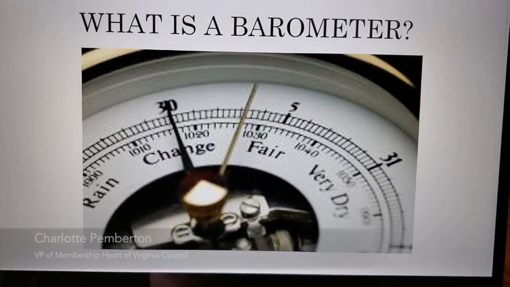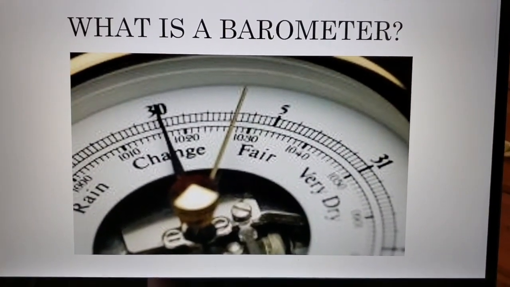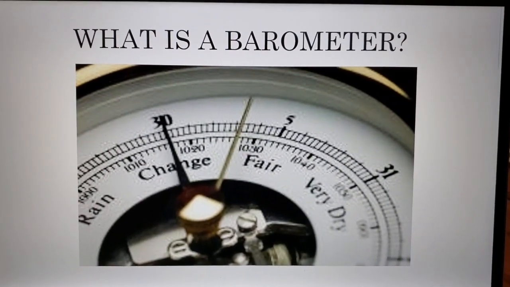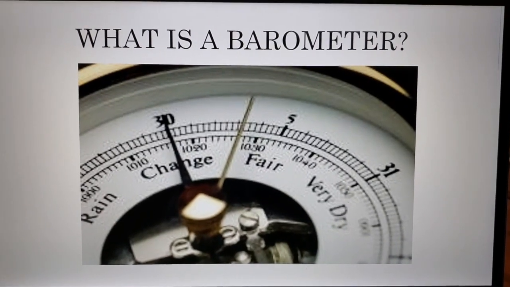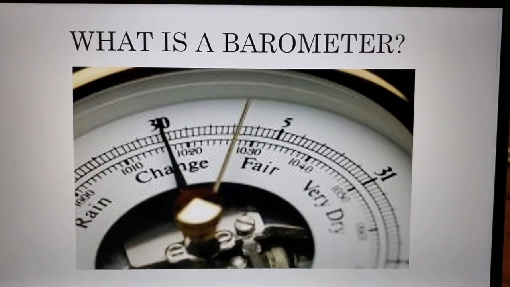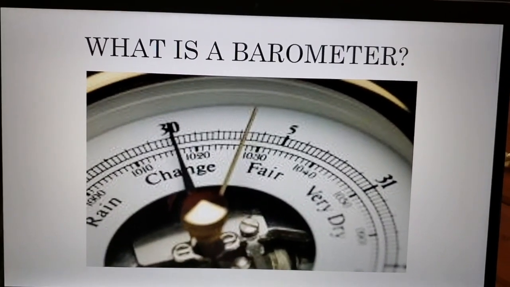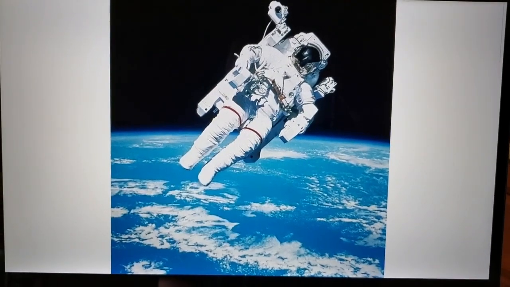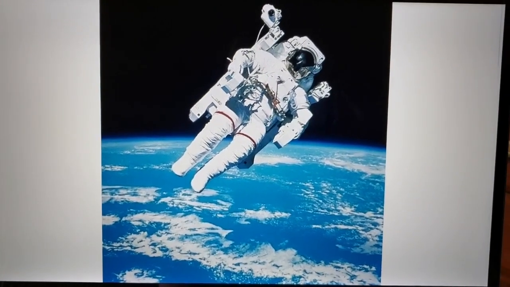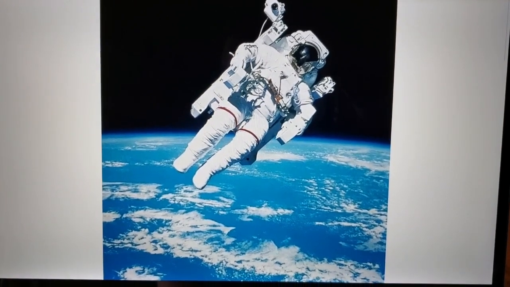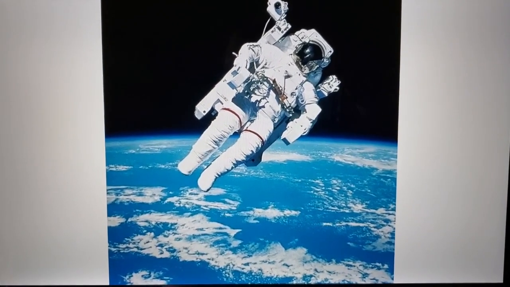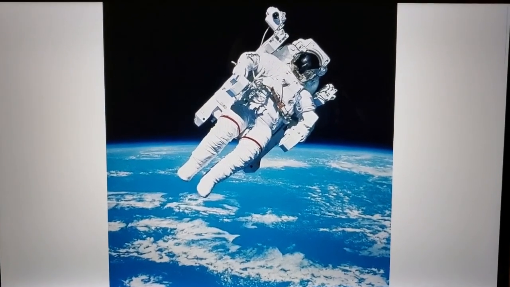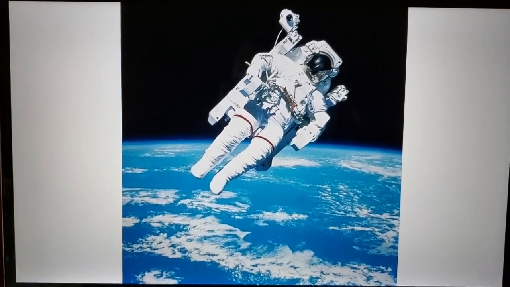What is a barometer? A barometer helps to predict the weather. A barometer measures air pressure. A rising barometer indicates increasing air pressure, and a falling barometer indicates decreasing pressure. In space, there is nearly a complete vacuum, so air pressure is zero. On Earth, because of the miles of air molecules stacked up and exerting pressure due to the force of gravity, the pressure is about 14.7 pounds per square inch at sea level.